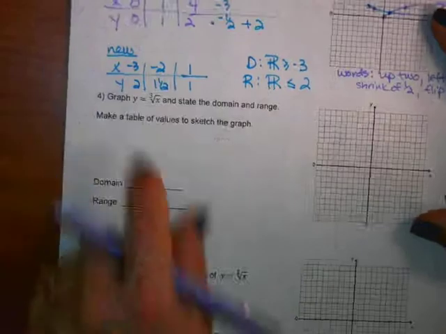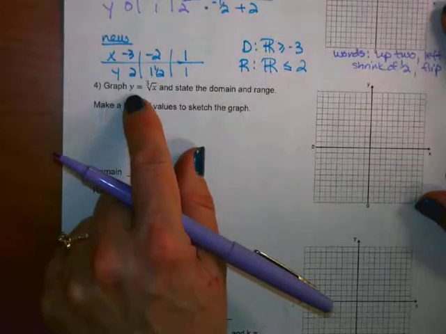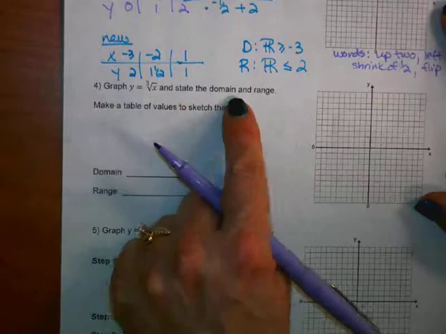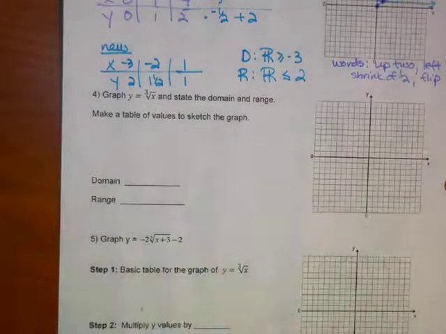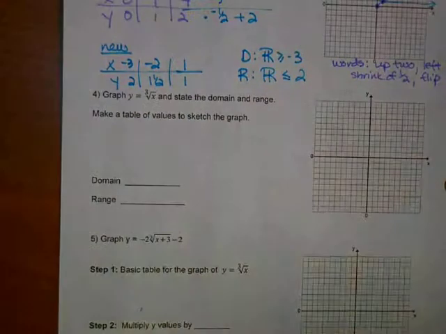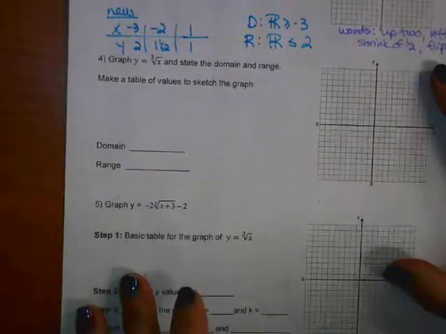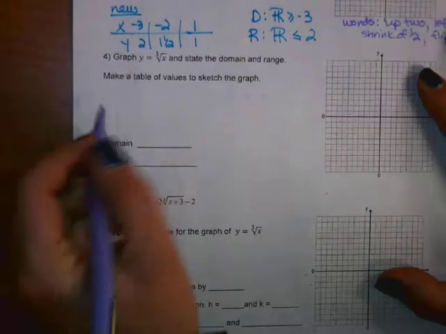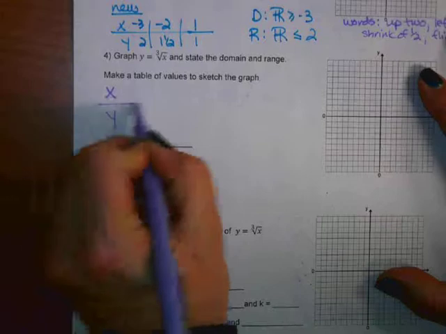All right? So let's talk about this. We have to graph a cubic function and state the domain and range. So the first thing you're going to do here is the same thing we did before. Make a table of values to sketch the graph. So I'm just going to make my x and my y.